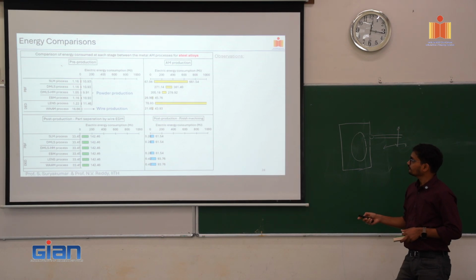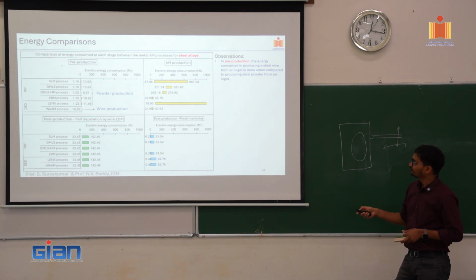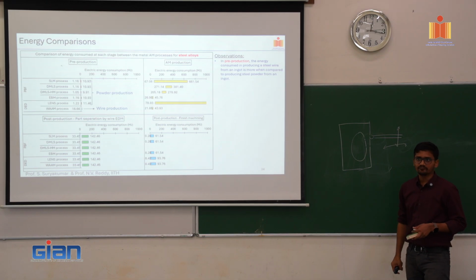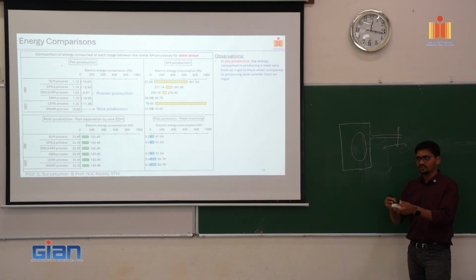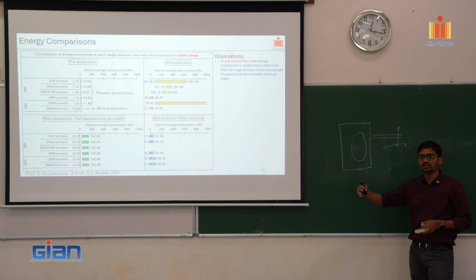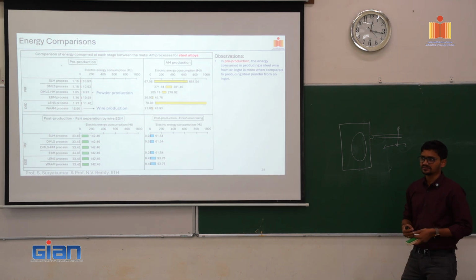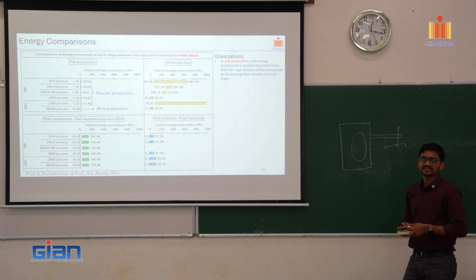Here we see that the energy required for the production of a wire is typically more than the energy required for the production of a powder. Okay, because for the production of wire you need two steps. You need to do the rolling and then you need to do the wire drawing. For the powder it is typically one step, gas atomization.